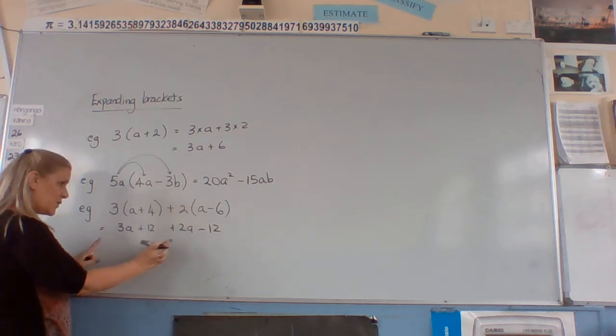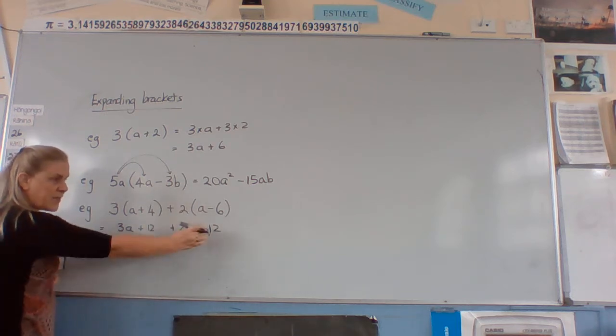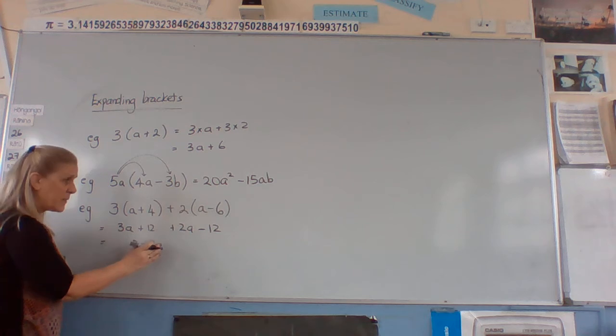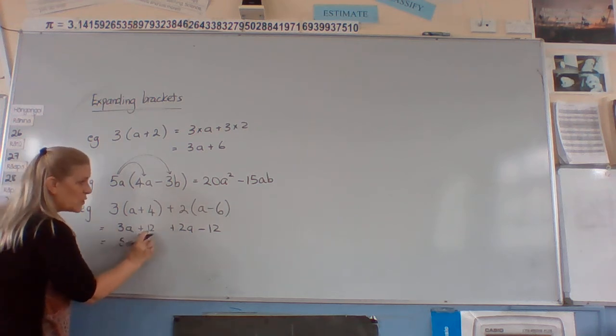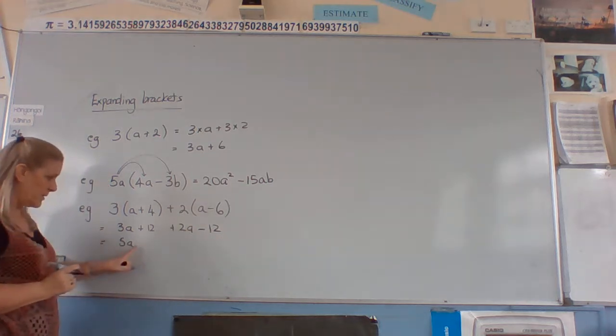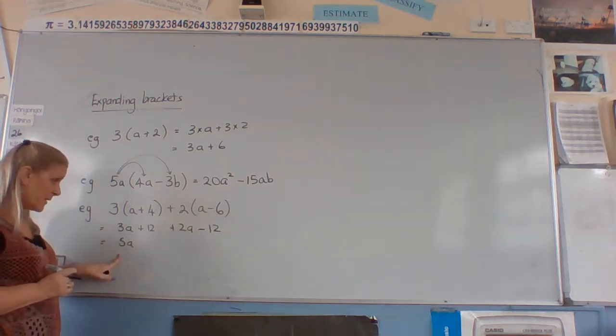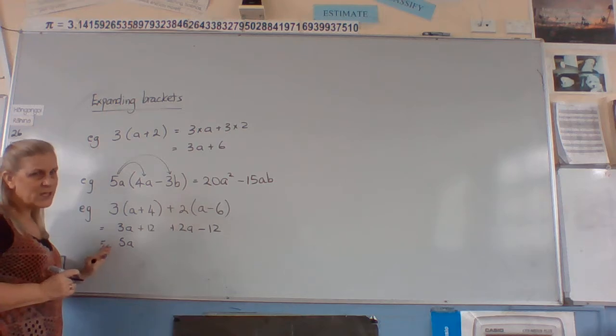Now we collect the like terms. So we've got, that's not the answer. You won't get the marks for that being the answer. You've got to bring them together. 5A, 3 and 2, 12 minus 12 is 0. 5A is the answer here. All right? That's not so tricky either.